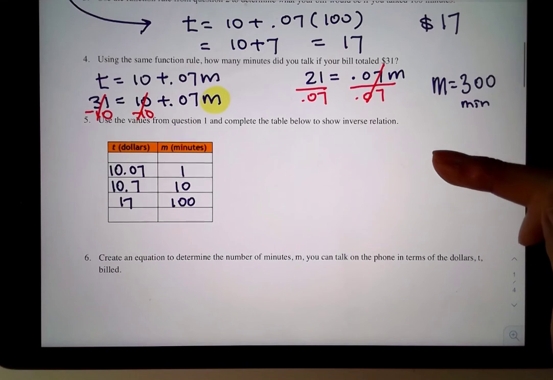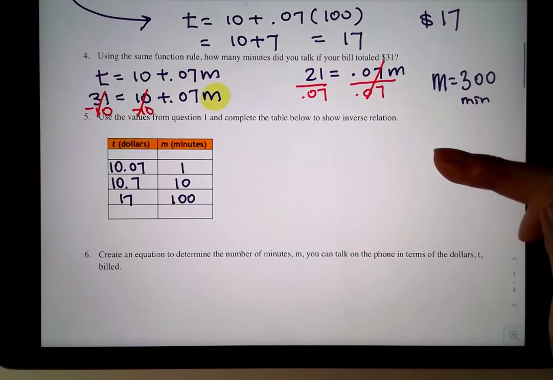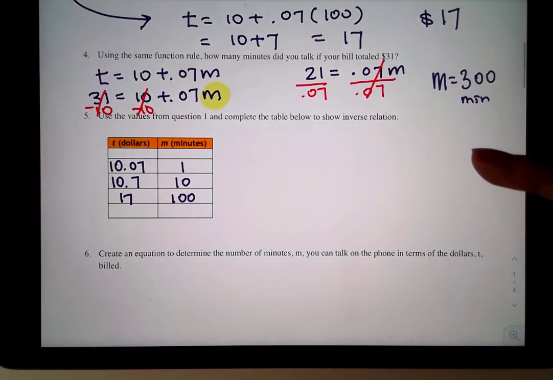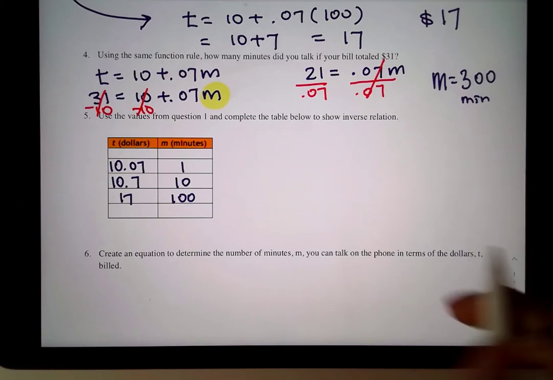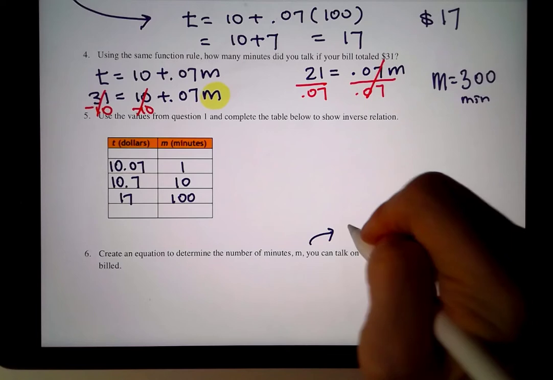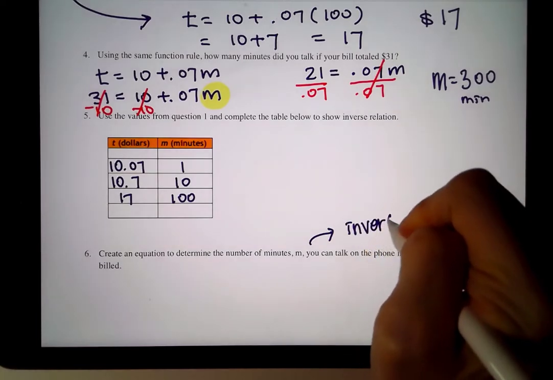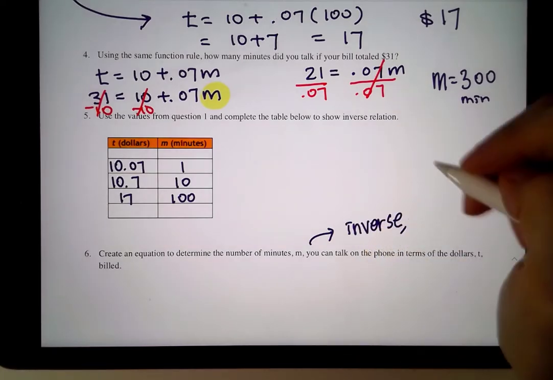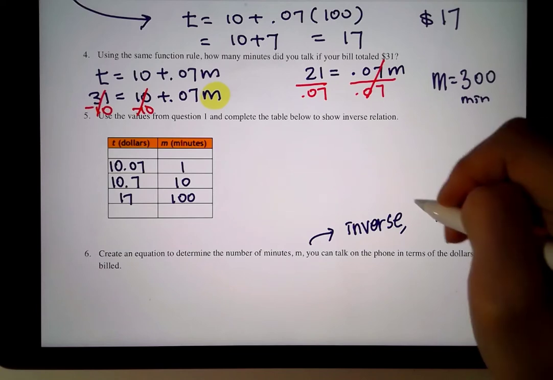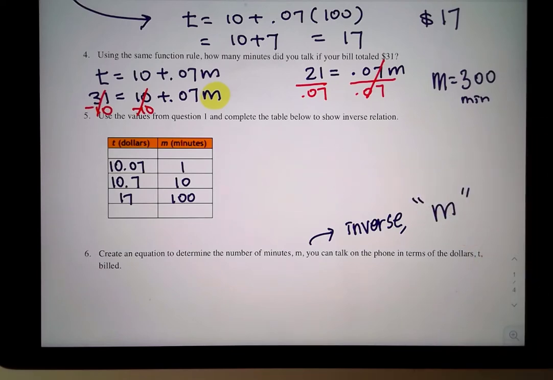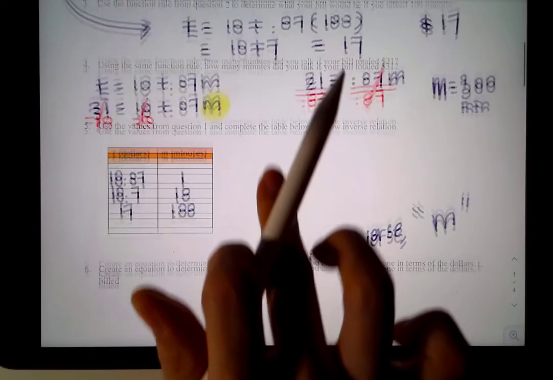So create an equation to determine the number of minutes m you can talk on the phone in terms of the total t. So what does that mean? Find the inverse, or you solve it for m, right? We solve it for m. So let me copy this question again.